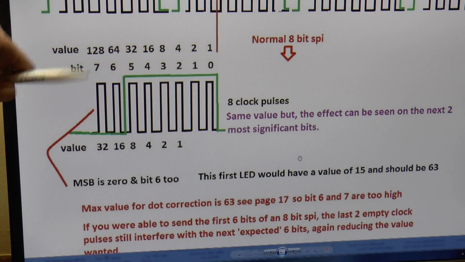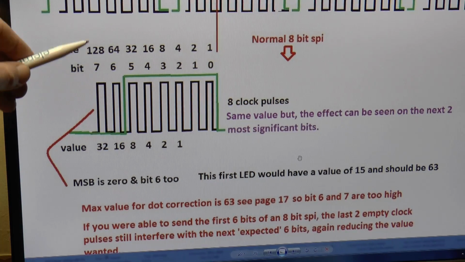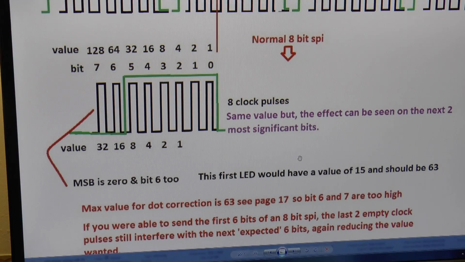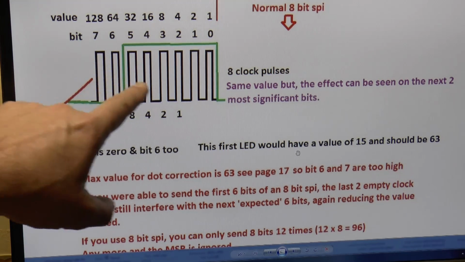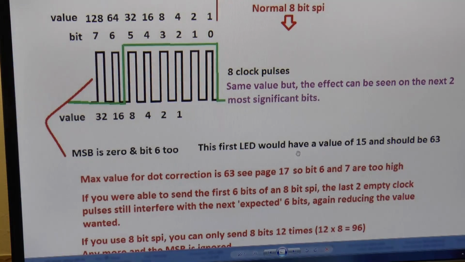on 8-bit SPI, this pulse by itself is 64, so that's too high. And this pulse here would be 128 by itself. But regardless, it's still got 8 clock pulses, so that just screws everything up. You need 6.